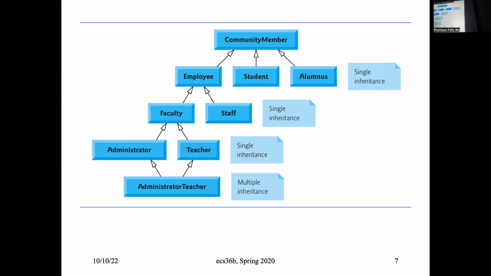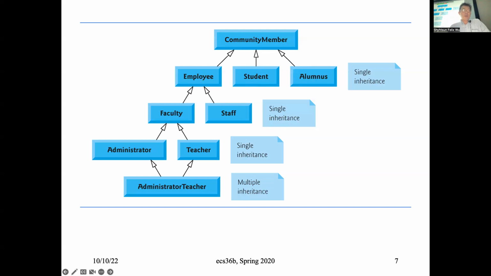This is, by the way, a multiple inheritance. Let me go through this picture very quickly. So this basically says the root of the class hierarchy is a community member. And then you have three subclasses: an employee is a community member, a student is a community member, an alumnus is a community member. So that is a relationship of single inheritance. You only have one single parent.